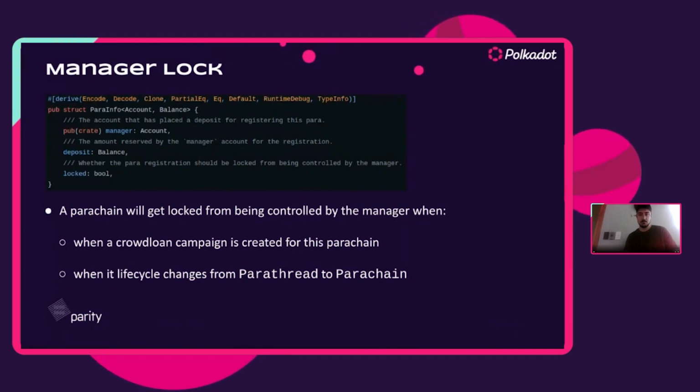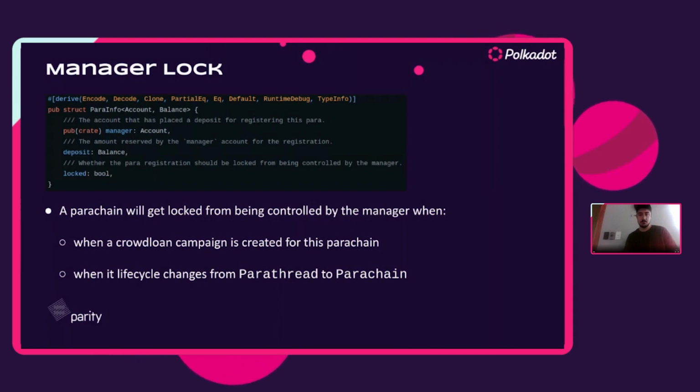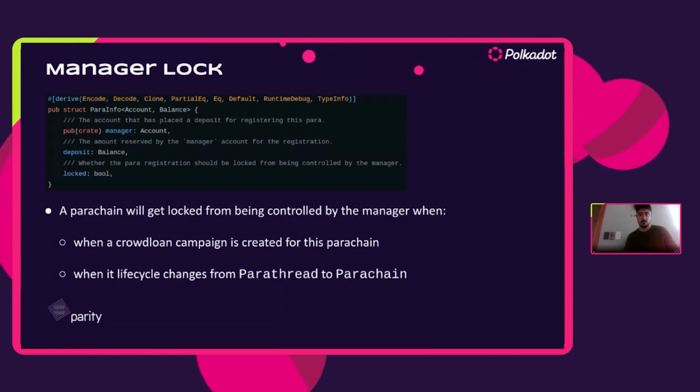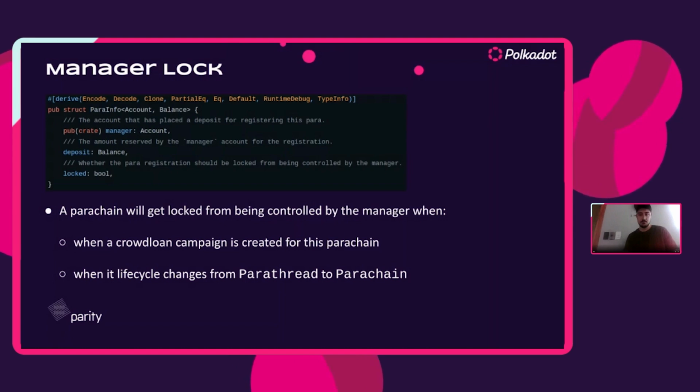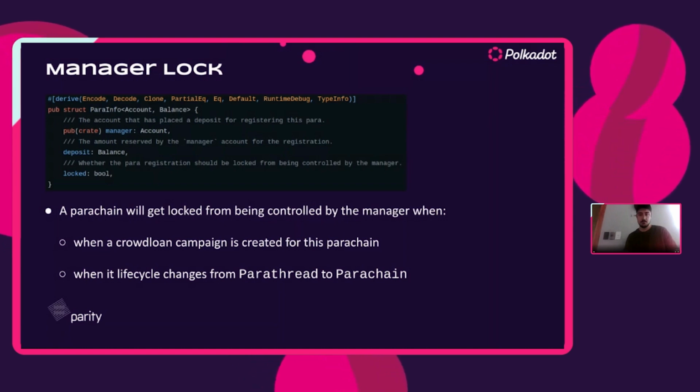So there's a kind of contract between the backers and the team, which is represented by this lock that doesn't allow the manager, on its own, to change certain aspects of the parachain, such as the state it starts from or the validation function. The other scenario where we find this lock happening is when a parathread onboards as a parachain. The lifecycle changes from parathread to parachain, and then it gets the lock in there.